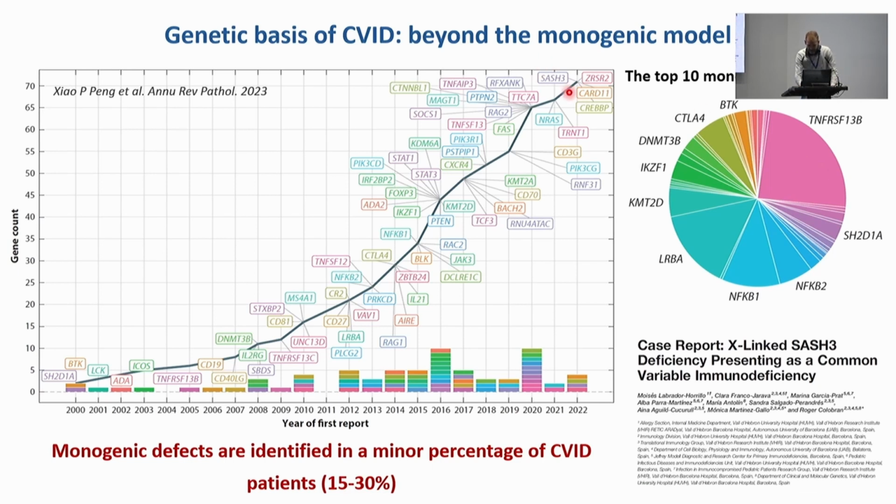For example, SAGE3 was identified less than 2 years ago, and we reported the first patient presenting with a phenotype of common variable immunodeficiency. In any case, all these genes account only for a minor percentage of patients. Usually, monogenic defects are identified in 15, 20, 25% at best of patients. So what happens with the other patients?